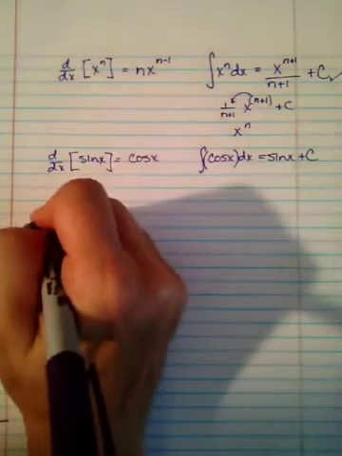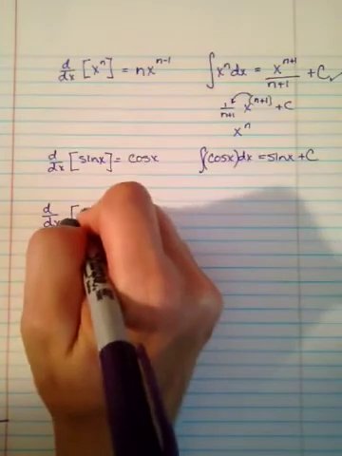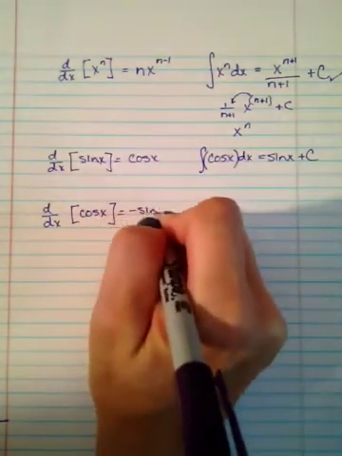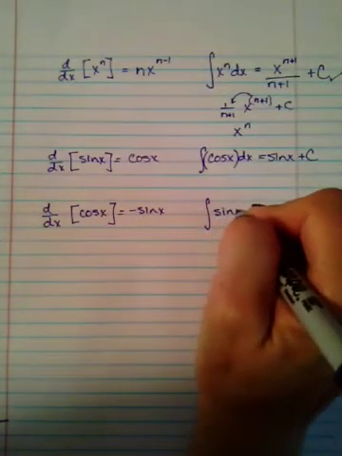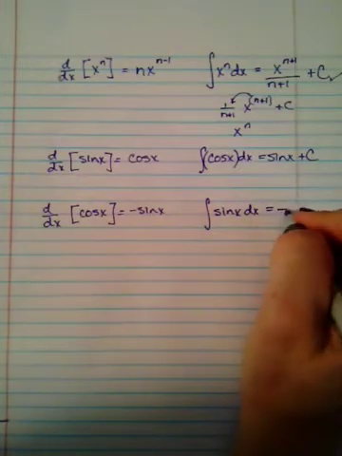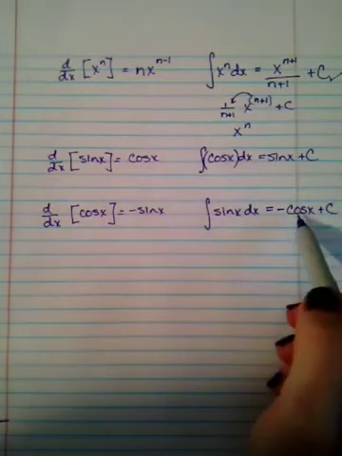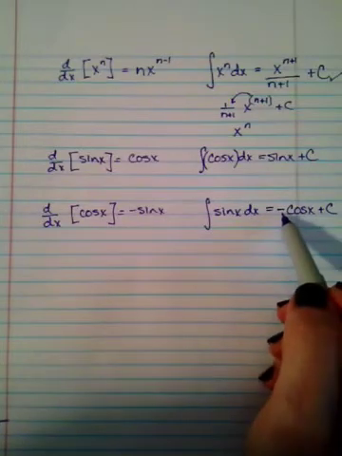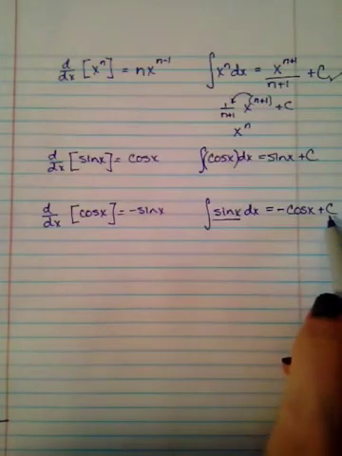To keep going, imagine you take the derivative of cosine x, and that is negative sine x. So what happens if you do the antiderivative of sine x with respect to x? Then that will equal the opposite of cosine x plus c. And you can see that because if I take the derivative of cosine x, I get negative sine, and a negative times a negative gives me the sine x. Then the derivative of the c is 0.